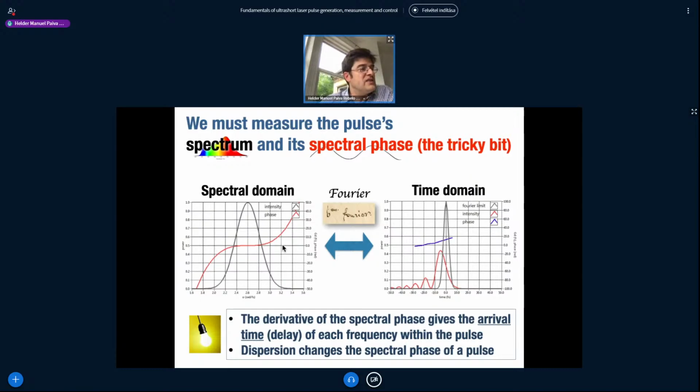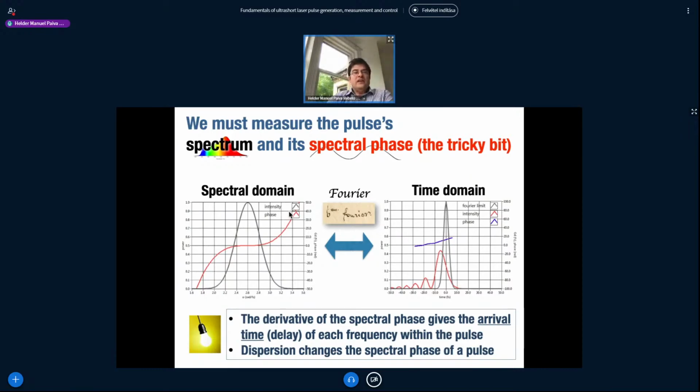If you have a curve like this, its derivative is going to be a parabola. So this derivative is the arrival time. So you have different frequencies with different arrival times. So this means you don't have the shortest possible pulse. So you get the idea. Spectral phase, its derivative gives you the arrival time of each frequency inside the spectrum, and we want this arrival time to be the same for all frequencies. So we don't really want any curved phase. We want a nice flat phase, which has a 0 derivative.